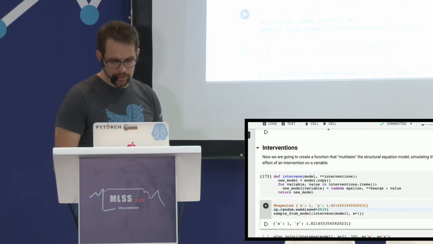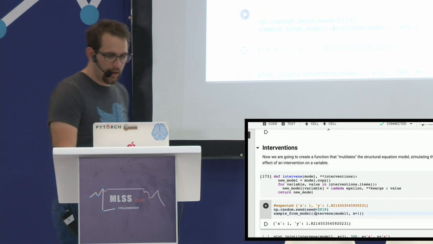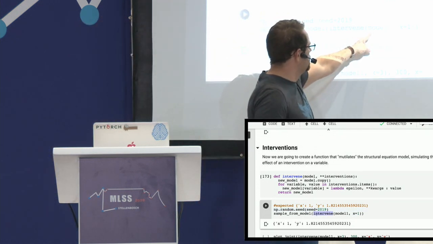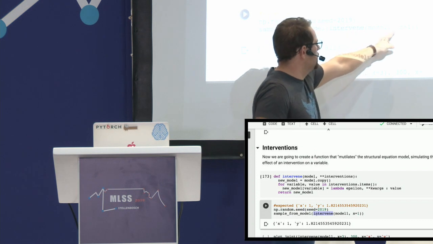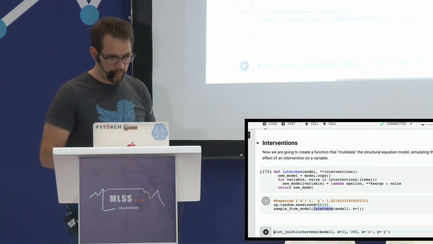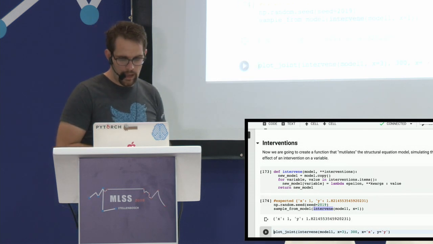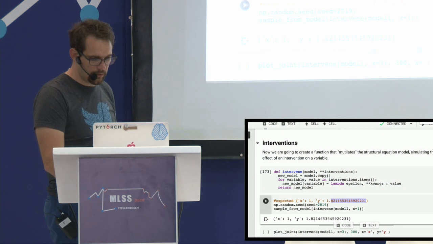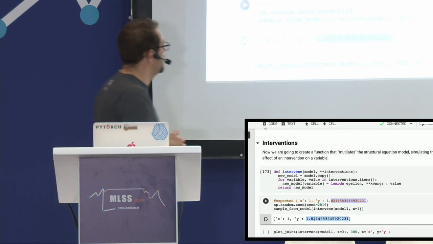And I don't have a test for this, but kind of a test, which is I know that with this random seed, these are the expected results. So now I can sample from the model that I get by taking model 1 and intervening by setting x equals 1. And I can then sample from it. And I get the results that I expected. So this just shows that I correctly implemented this function.